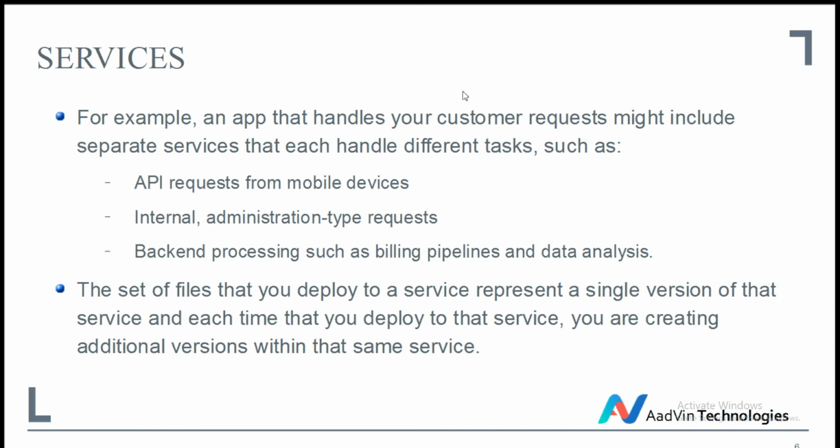The set of files that you deploy to a service represent a single version of that service. And each time that you deploy to that service, you are creating additional versions within that same service. So when you deploy your application to a service the first time, that's a single version. That will be the first version. Whenever you are deploying your services, each time there will be a version that will be running inside the service. So that will be easily identified, which version is running and which versions are available. For backup also, we can easily back up the versions of the application.